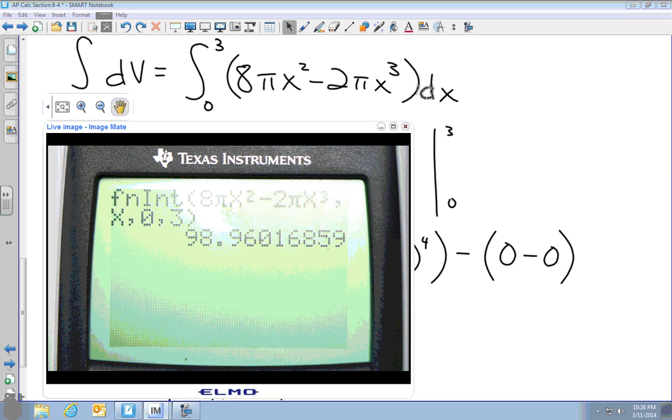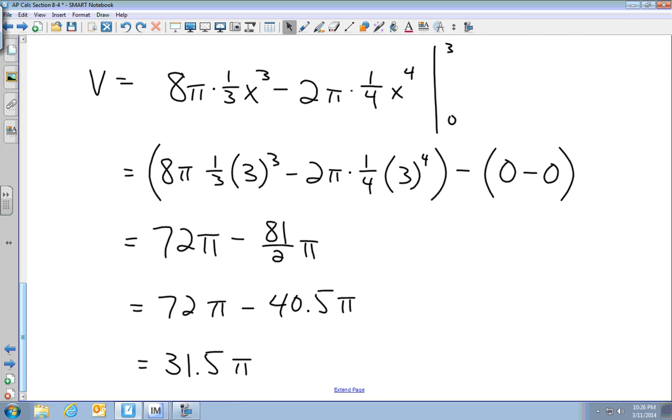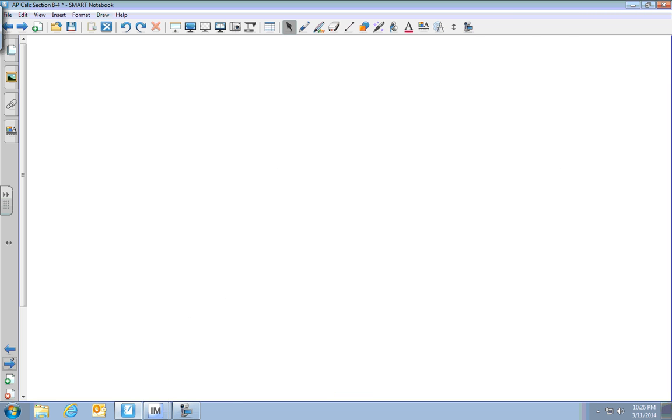We get 98.960. Again, since this involved pi, you can check to see if this is a nice multiple of pi by dividing by pi. And there, in fact, we get 31.5 pi. That's exactly what we got over here. So that certainly looks like the correct value. All right, that's as far as we're going here in this part of the section.